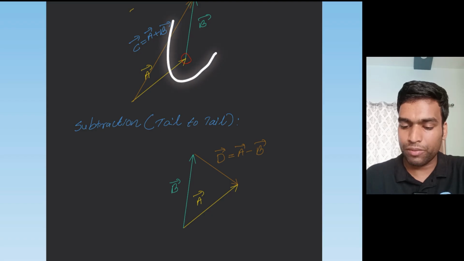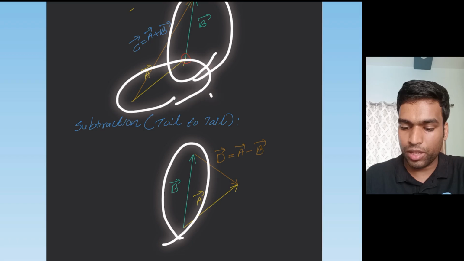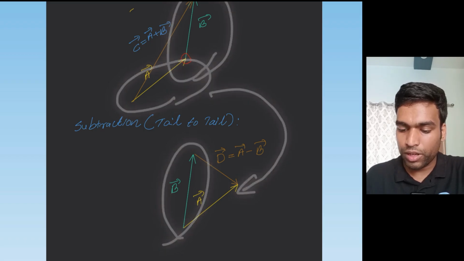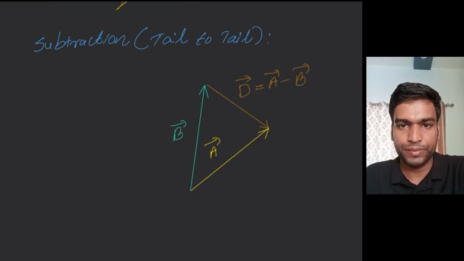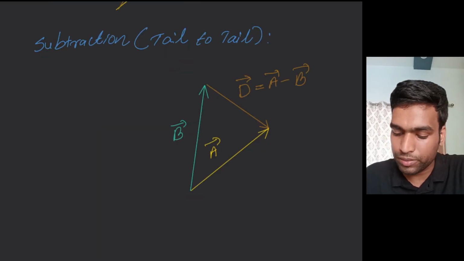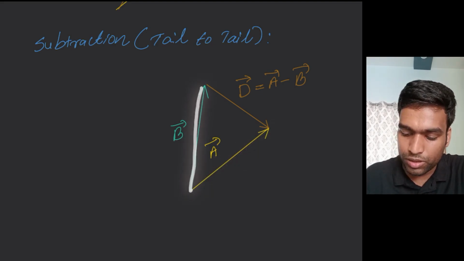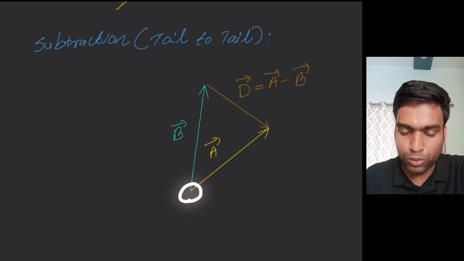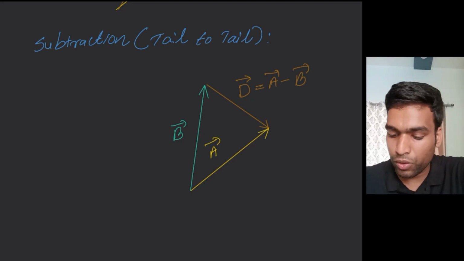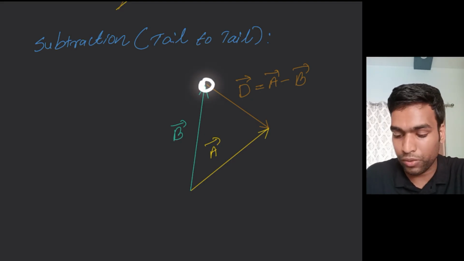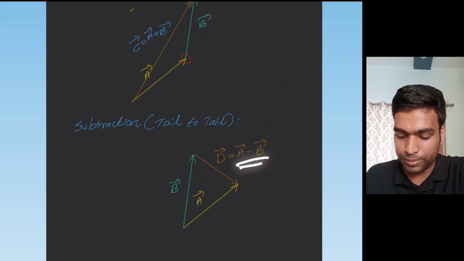We'll copy the same vectors. You can see the same vector is copied here and A is also copied here, and you can see that instead of head to tail, we are joining tail to tail. In the same case for one dimension, right? We took the A and we took the B and joined them tail to tail, right? To find A minus B, you have to draw a vector from the head of B to the head of A, right? So the resultant vector D equals A minus B.